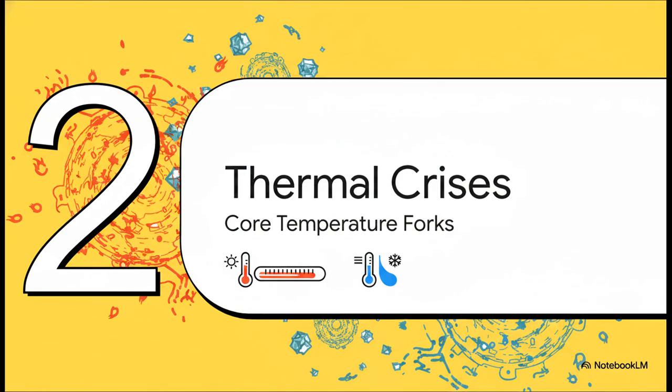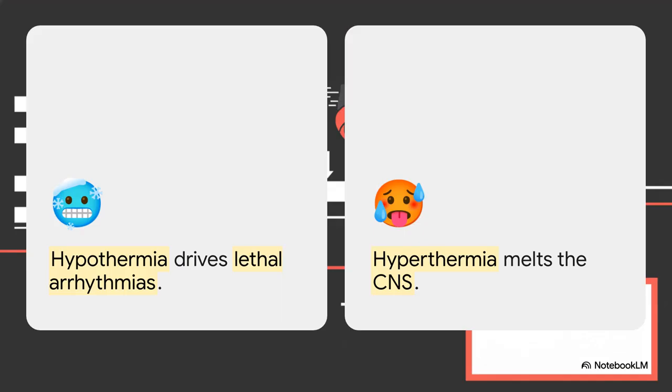Moving on to Module 2, Thermal Crises. Let's see how environmental forces dictate your core temperature forks. Distinguishing the root mechanical failures here is absolutely vital. Severe hypothermia makes the myocardium incredibly irritable. We're talking deadly J-wave or Osborne wave arrhythmias and severe bradycardia. You actually have to handle these patients physically gently or you'll throw them straight into VFib.